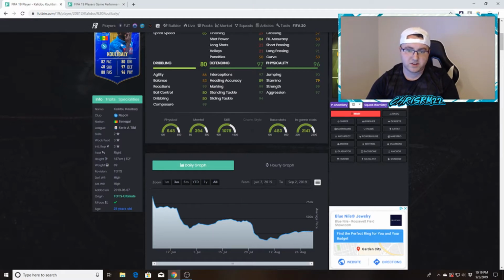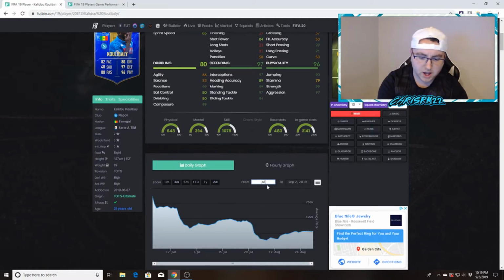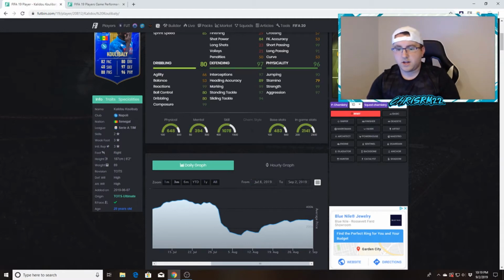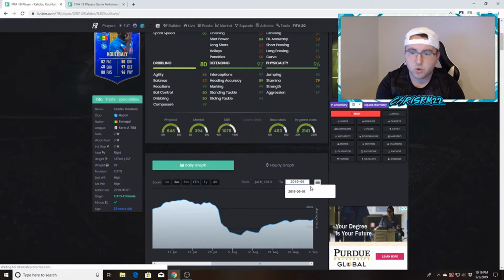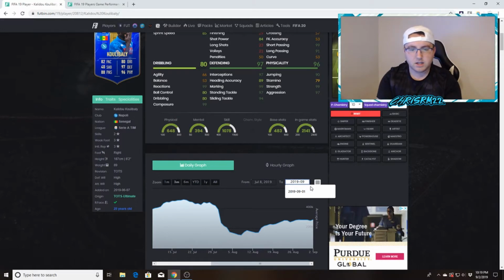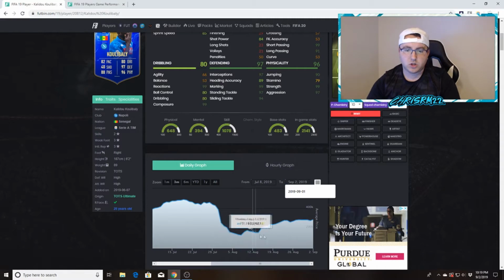You could type in specific dates. So if I want to look at his card on July 8, I just look at that, and then I just set the filter to the 11th or 12th. If you want to see different days that he's been low or high or something like that, you can use that as well. You can go to hourly.